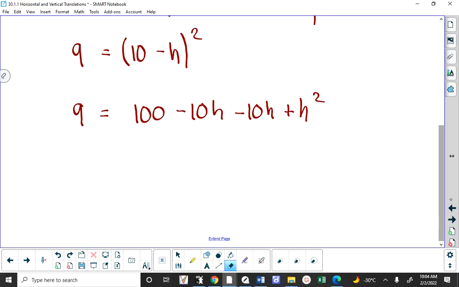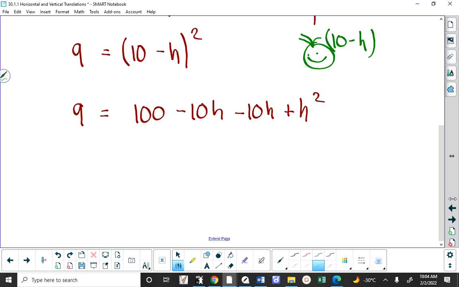Don't forget that (10 minus h) squared means (10 minus h)(10 minus h). You want to see the vein in your math teacher's forehead start bulging? Write something like 100 minus h squared, because that's wrong. When you square a binomial, you have to take that binomial and multiply it by itself.